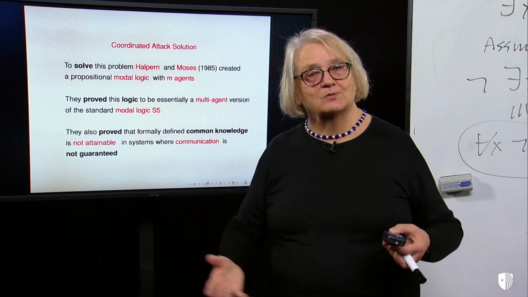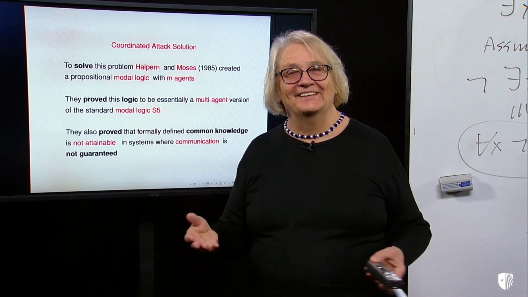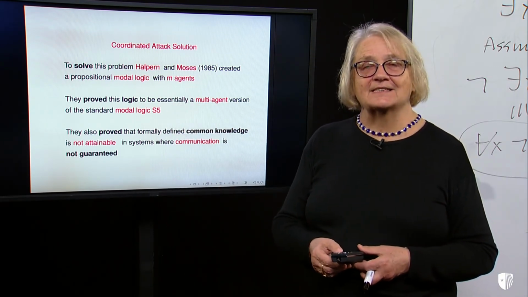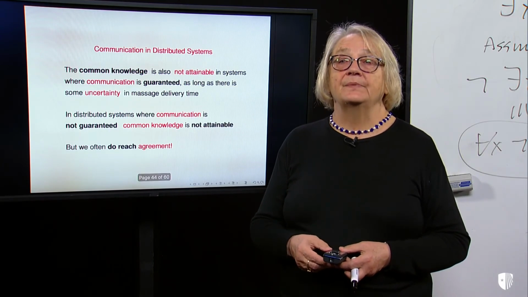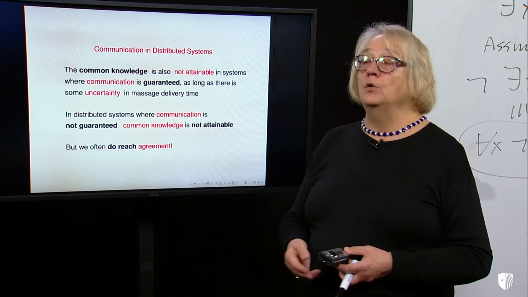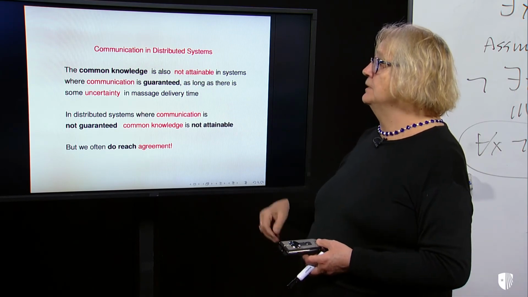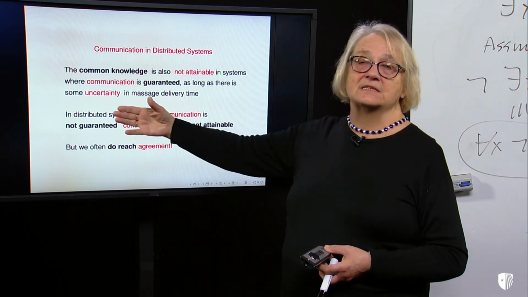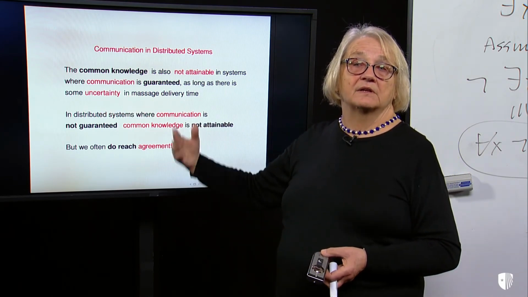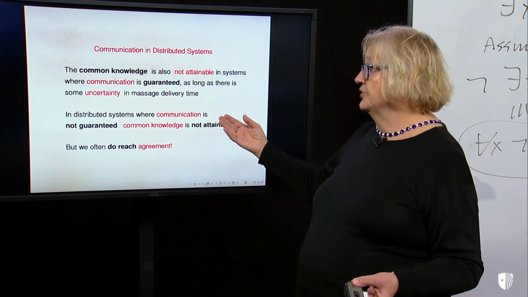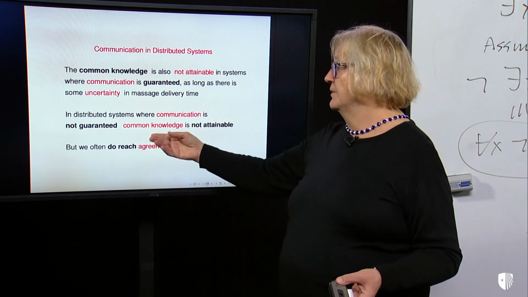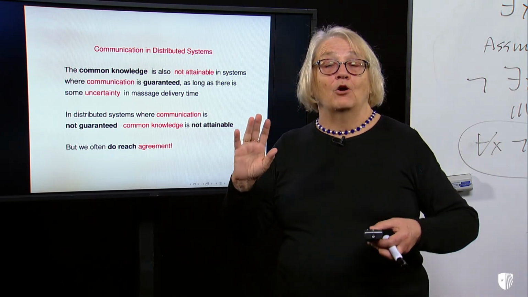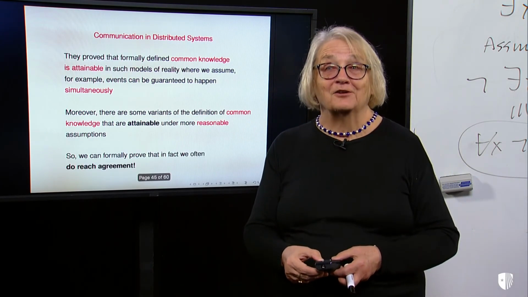Of course, the generals was just to make a story, but it was all about distributed systems and communication in distributed systems. They proved that common knowledge is not attainable in a system where communication is not guaranteed, as long as there is some uncertainty in message delivery time. In a distributed system where communication is not guaranteed, common knowledge is not attainable. Nicely. But we often do reach agreement.